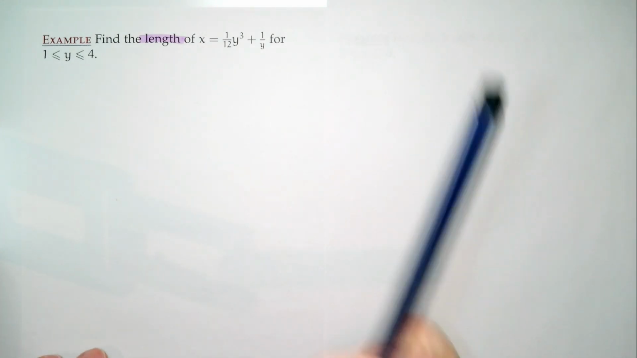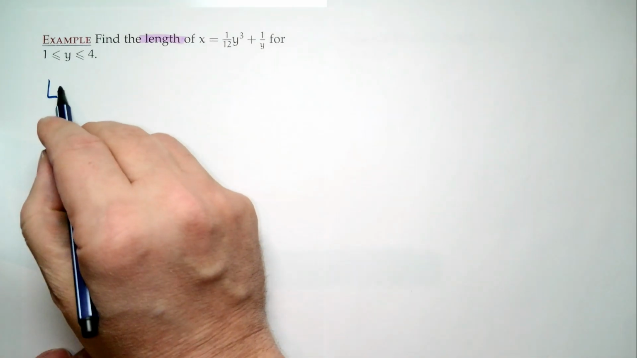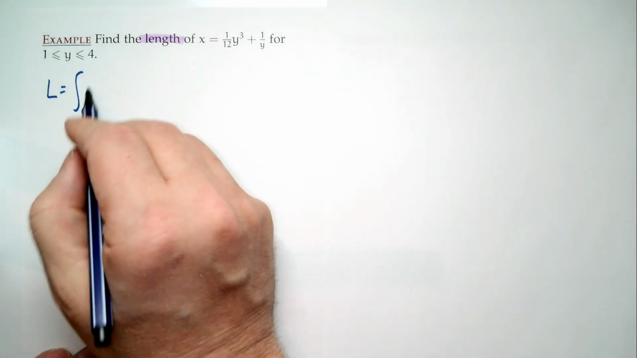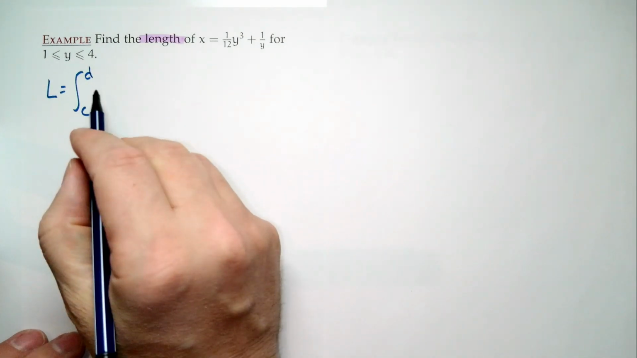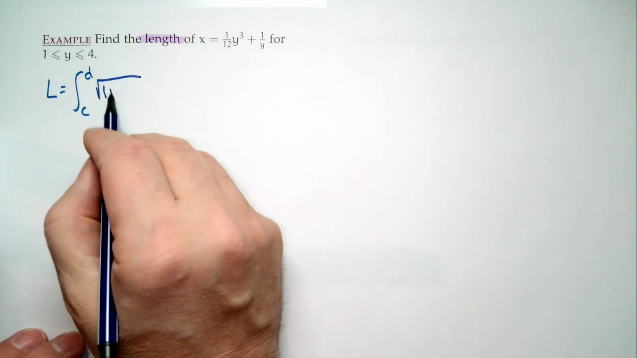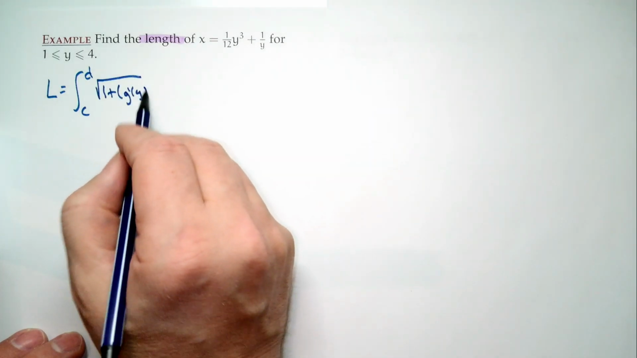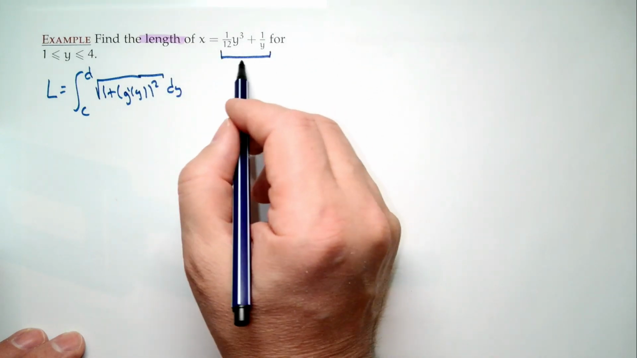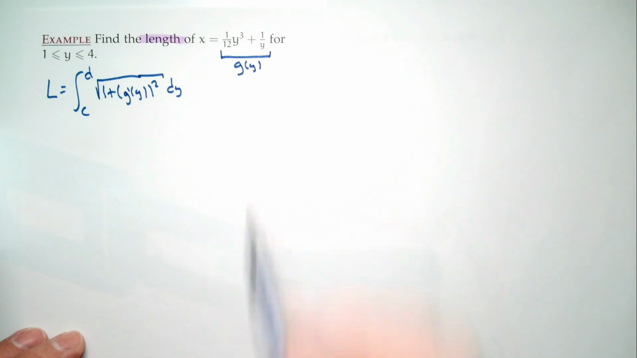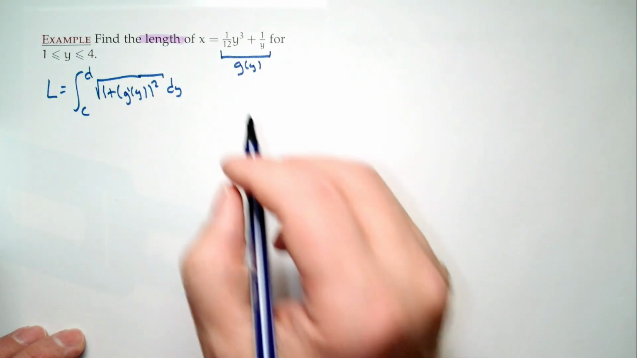So our length equals the integral. I oftentimes use c and d when it's y. It doesn't matter. Again, c and d are just symbols, they're just placeholders. The square root of 1 plus g prime of y, quantity squared, dy, where this is our function g of y. All right, let's do a quick computation.